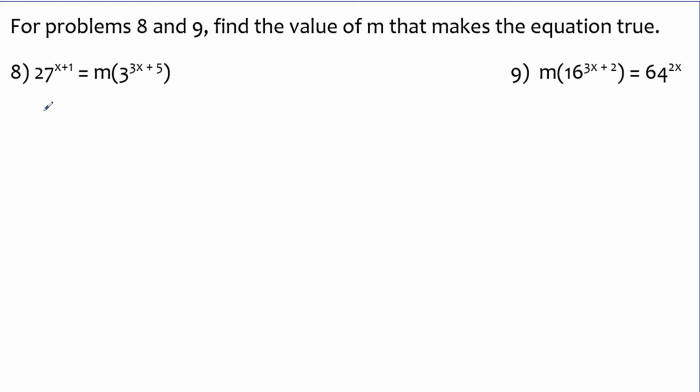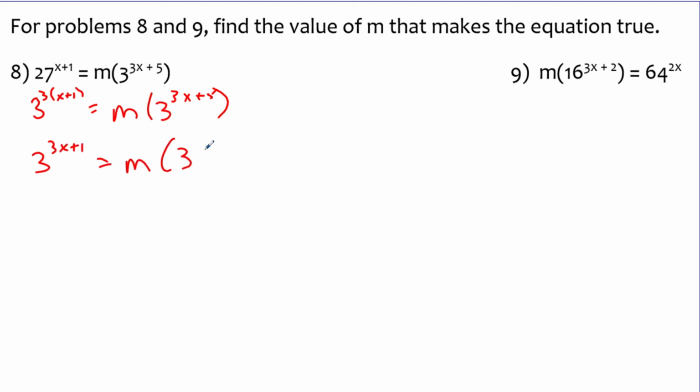So I'm really going to look at the 27 and say, you know what, I'm going to make this 3 to the third times x plus 1. Okay, and I'll leave the right-hand side alone for the moment. I'm just really focusing on getting them to match. So I'm going to distribute this out. 3 to the 3x plus 1 equals m times 3 to the 3x plus 5, right?